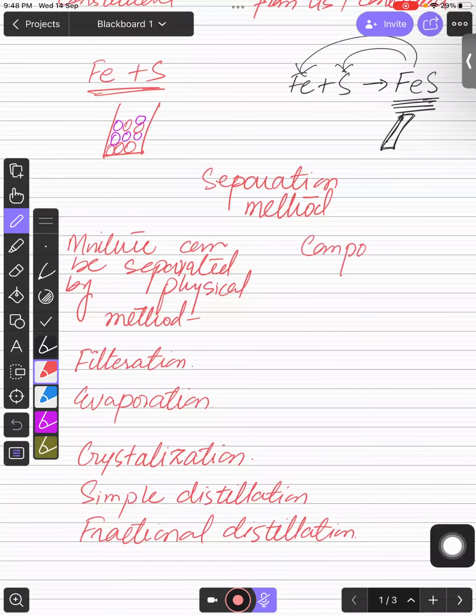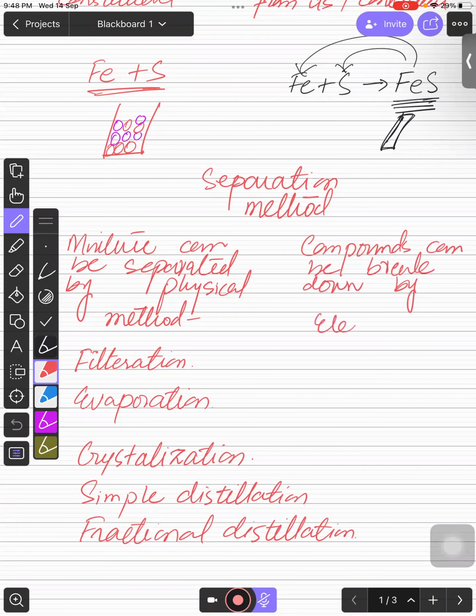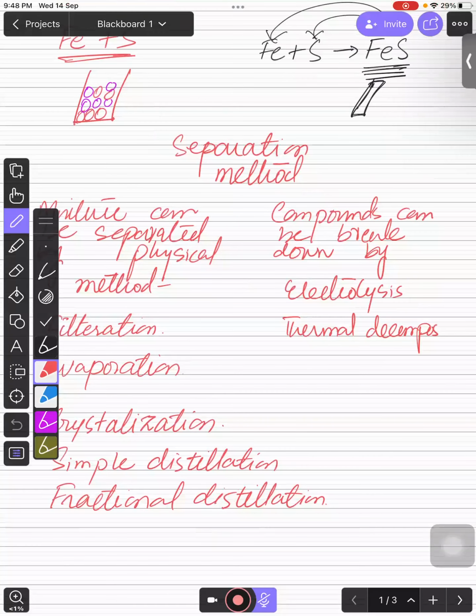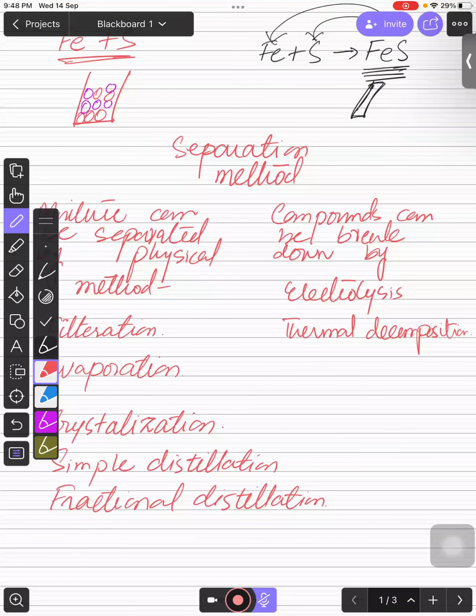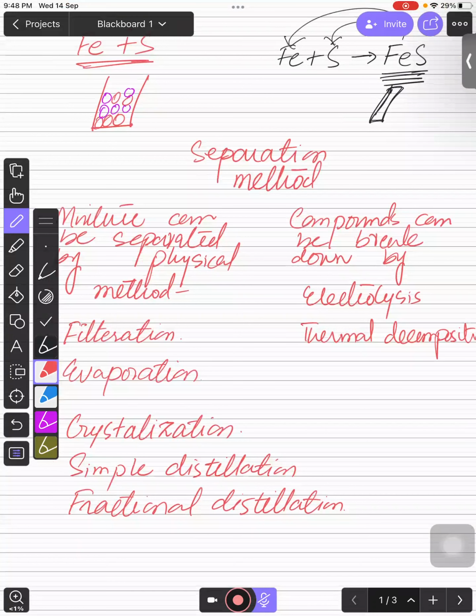Compounds can be broken down by different methods. Breakdown by chemical attack, like electrolysis. You can even break the compound by electrolysis, by electrical attack, right? And you can even do thermal decomposition as well. You can attack by heat, or you can attack by electricity. So in these two processes, you are actually attacking the compound, and a compound can be broken down.